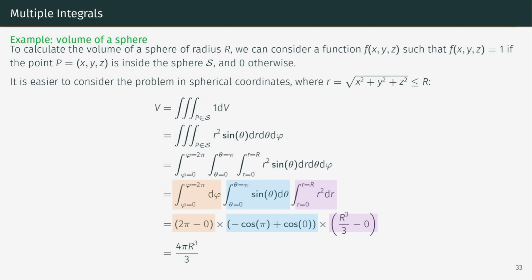We can then rearrange the terms to put the appropriate parts in the appropriate integrals, such that the integral from phi equals 0 to phi equals 2 pi d phi, the integral theta equals 0 to theta equals pi sine of theta d theta, and the integral from r equals 0 to r equals R of r squared dr. The resulting integrals give us 2 pi minus 0 times the negative cosine of pi plus the cosine of 0 times r cubed over 3 minus 0. And this equals 4 pi r cubed over 3.